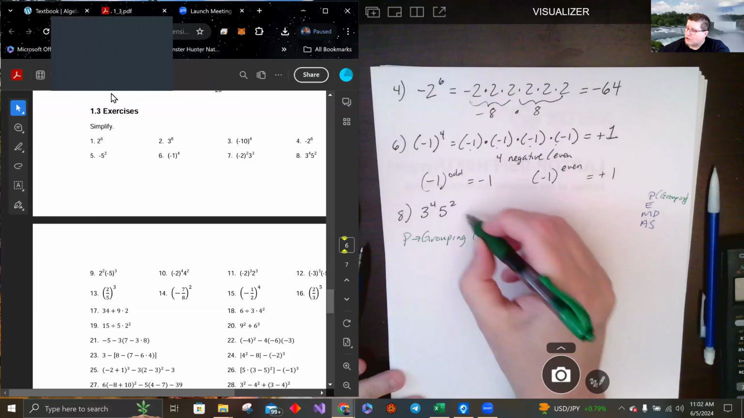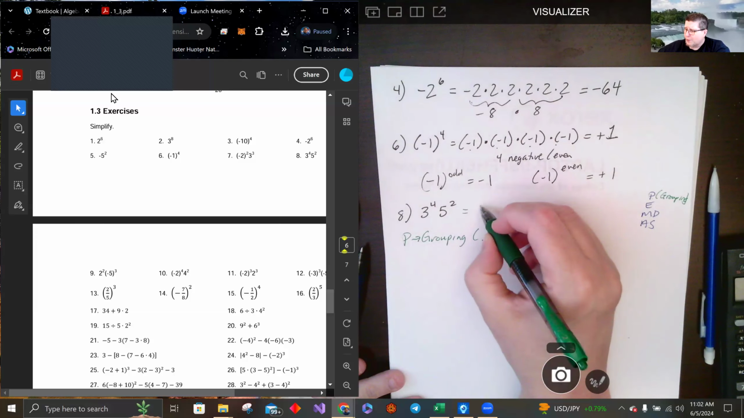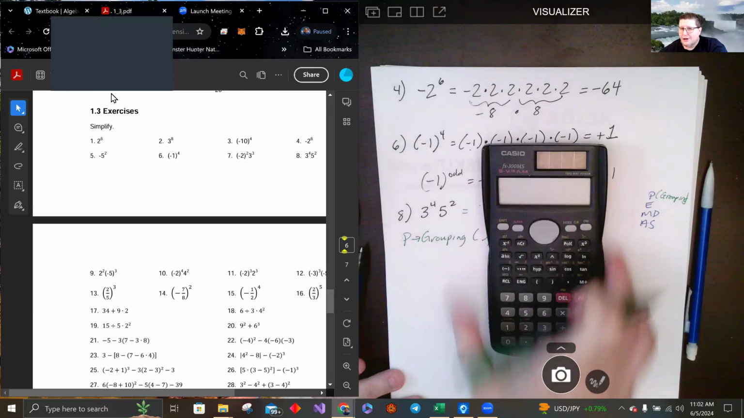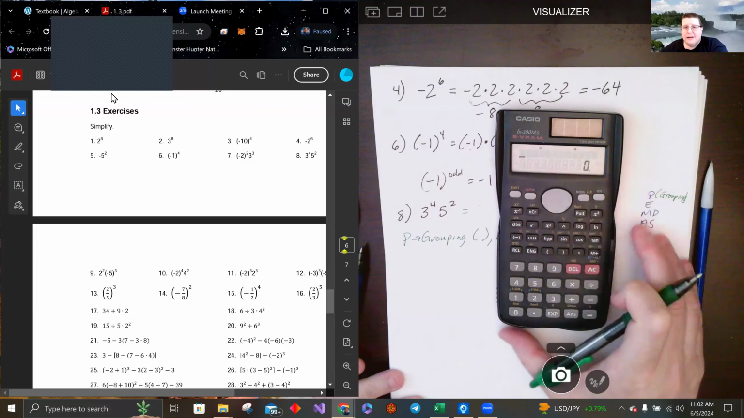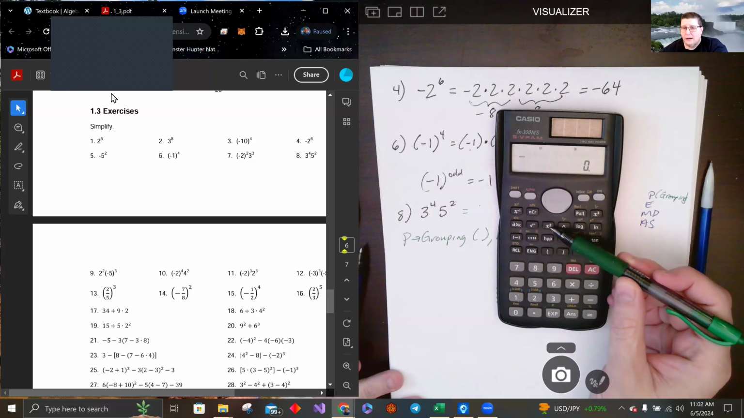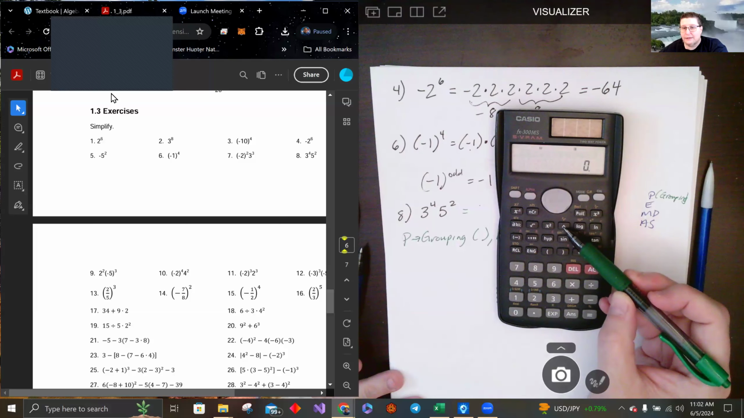All right. So, which means I'm going to do the exponents first. 3 to the 4th power. If you don't know how to do it on your calculator, when you have exponents, many of the scientific calculators have an x squared and an x cubed button. If you need a higher power, that's what this caret is for.